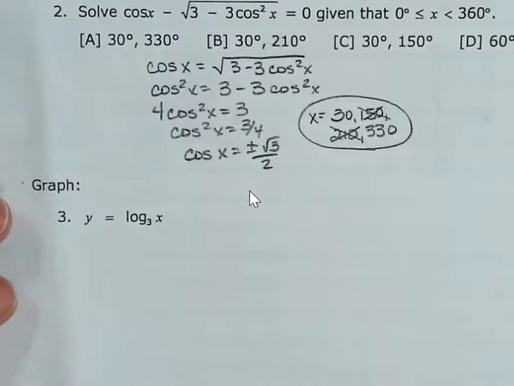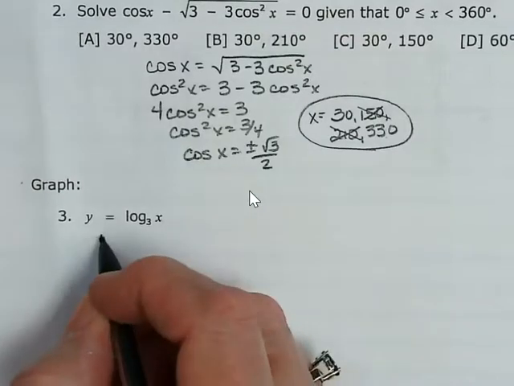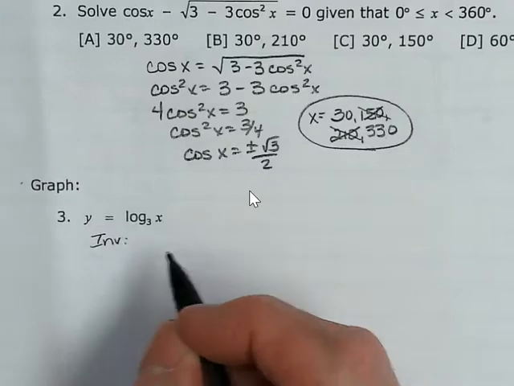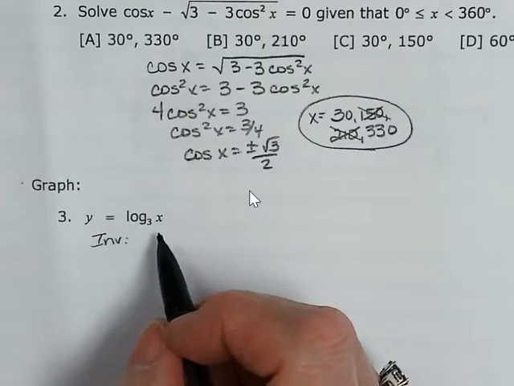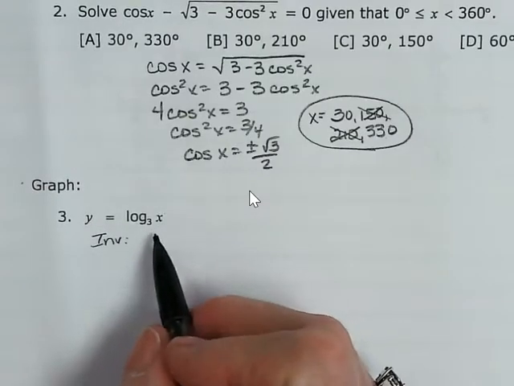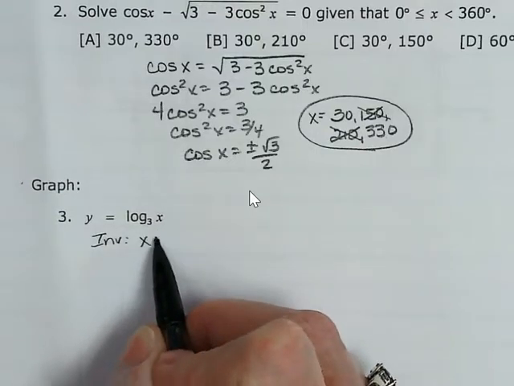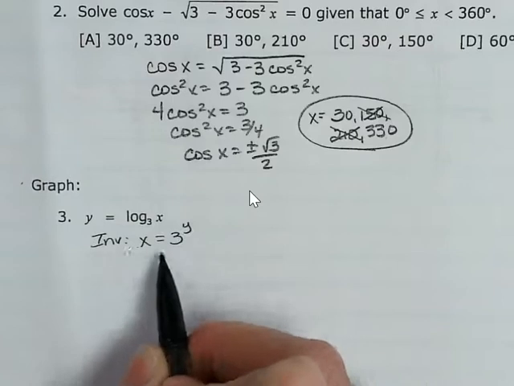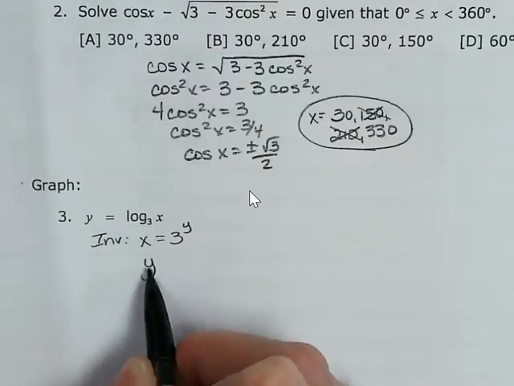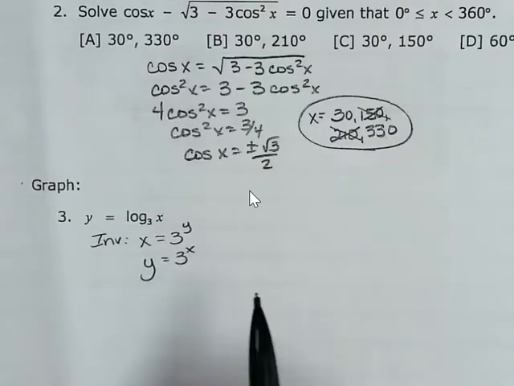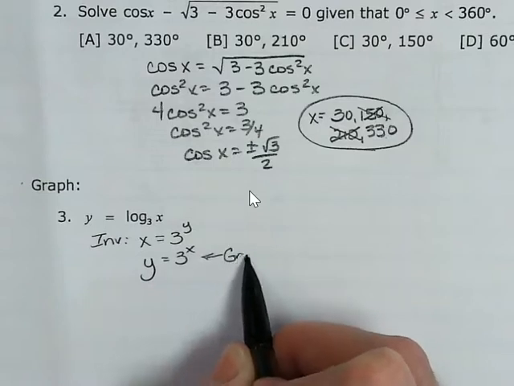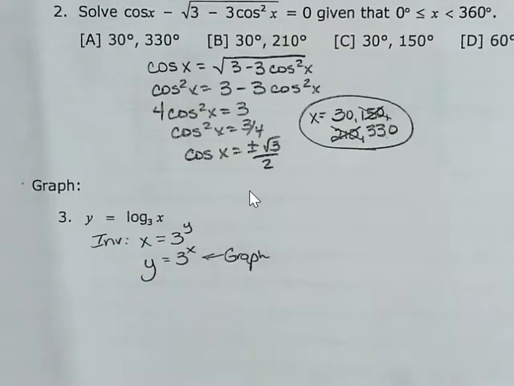Okay, let's look at this last one, which is just to graph this log function. Whenever you're asked to graph a log function, you want to first graph the inverse function. So the inverse function of this is going to be the exponential function. The first thing you do is put it in exponential form, which is x equals 3 to the y. And then reverse your x and your y. Change them to the opposite. So then you graph this. This is what you're going to graph first, okay?